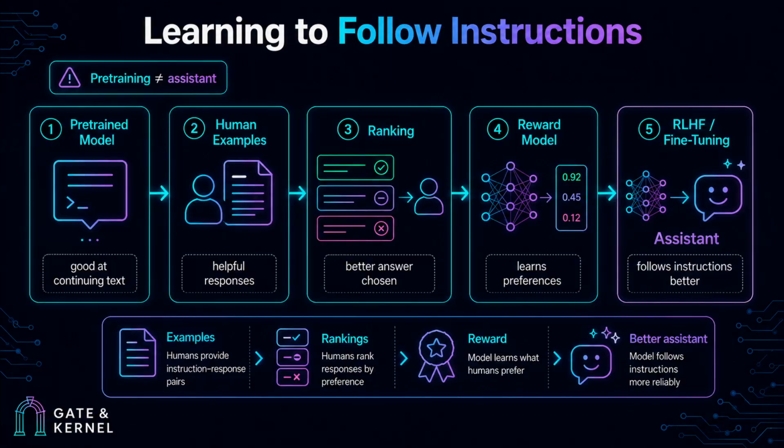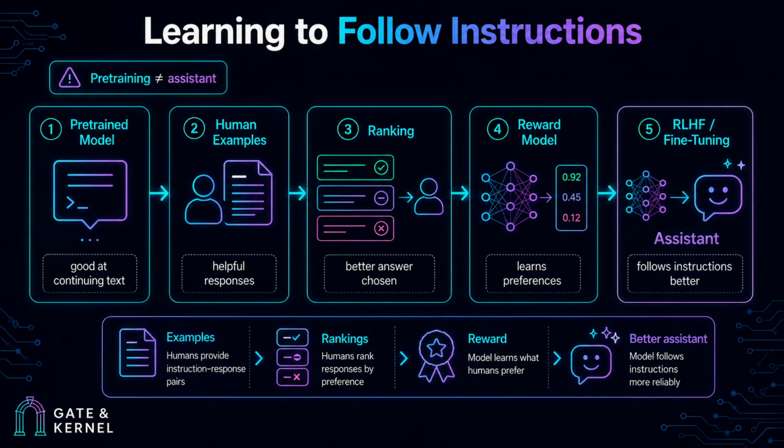Chapter 9. Learning to follow instructions. A pre-trained language model may be able to complete text, but that does not automatically make it a useful assistant. It must also learn to follow instructions. Without additional training, a model may continue a user's question instead of answering it. One common method is supervised fine-tuning. Human-written examples show the model how a helpful assistant should respond to different requests.